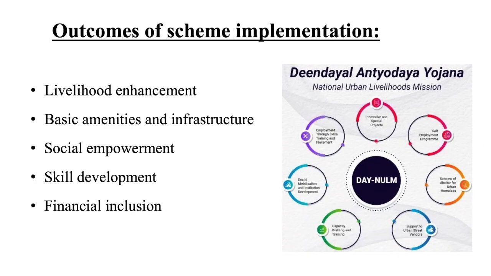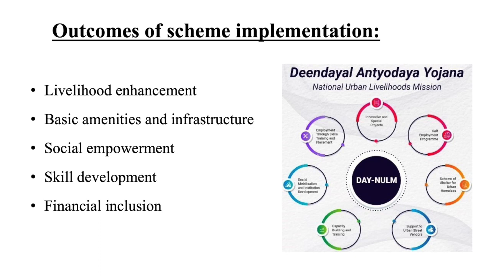And if you look at the summary of the outcomes of the mission, this particular mission has led to several positive outcomes since its implementation in 2013. We will highlight some of them. Number one, livelihood enhancement. So this scheme has provided gainful self-employment and skilled wage employment opportunities to the urban poor. Number two, basic amenities and infrastructure. So this particular mission has provided basic amenities and infrastructure to the urban poor, which include provision for water supply, sanitation, solid waste management, street lighting, other infrastructure facilities, etc.